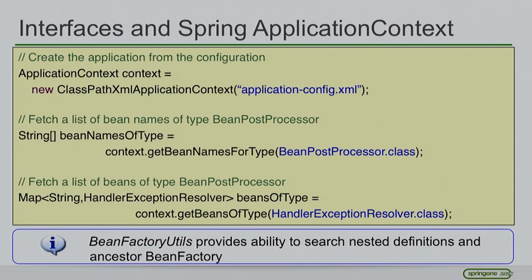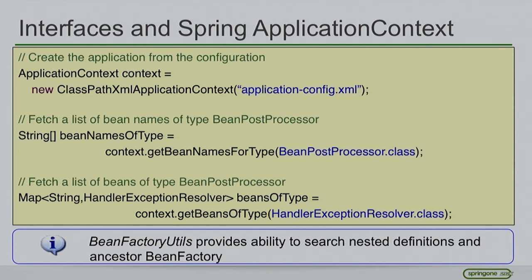Another thing you can do is say I want beans of type, which is going to give you a map. In this case, I'm saying I want all beans of type handler exception resolver, and what it's going to give me back is a map where I have the bean name and the object. So then I have all my objects of that type that I can do interesting things with, all in one.